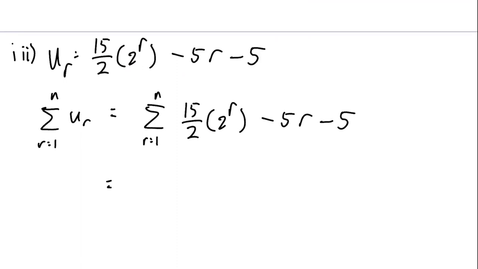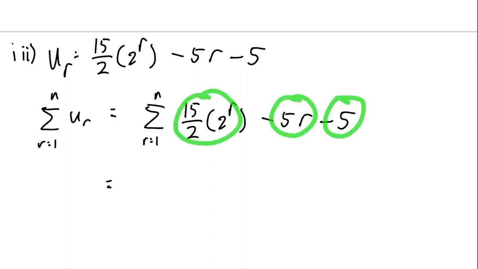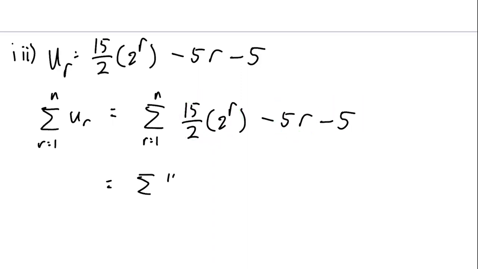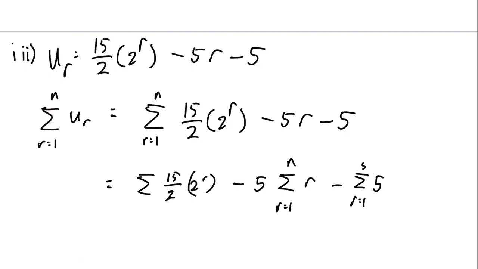Now you can take a summation. Whenever you take a summation, you can take it term by term, just like integration. You can integrate term by term or differentiate. And you can even factor out the common factor of 5. So you get minus 5 times summation of r from 1 to n, minus away 5. This one we have to be careful. You can take the summation from r equals 1 to n of 5.